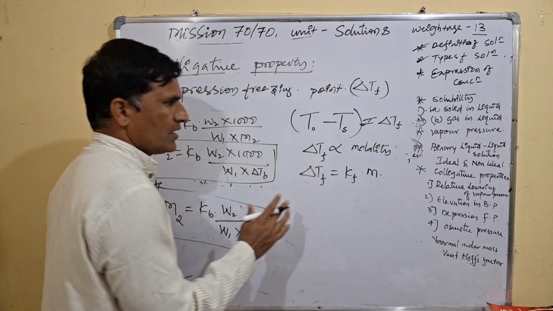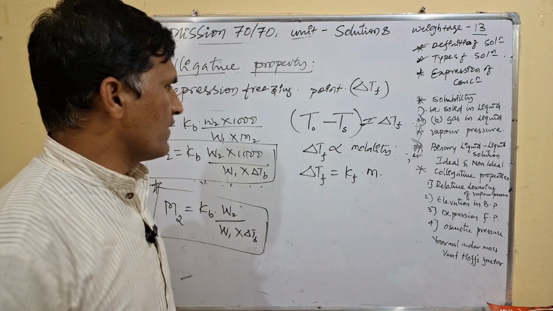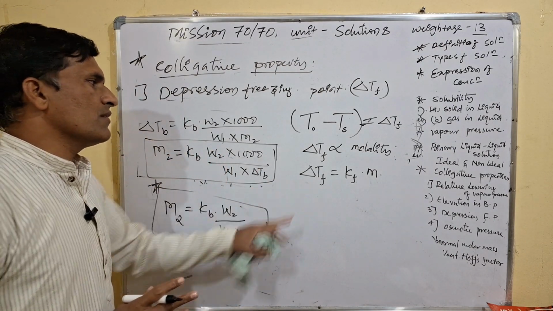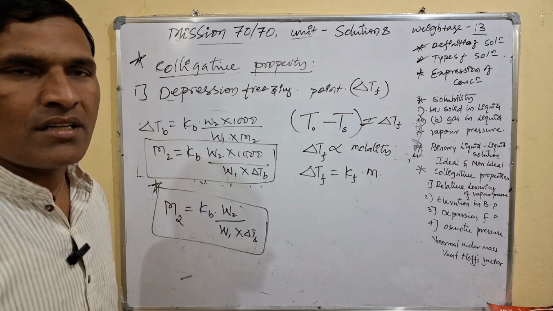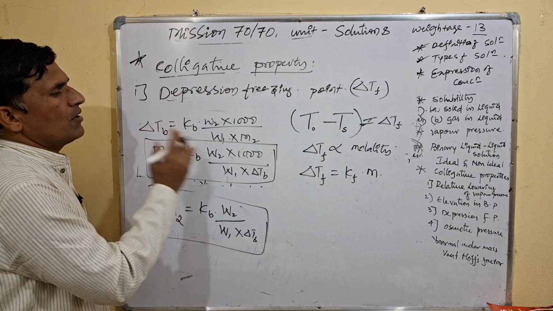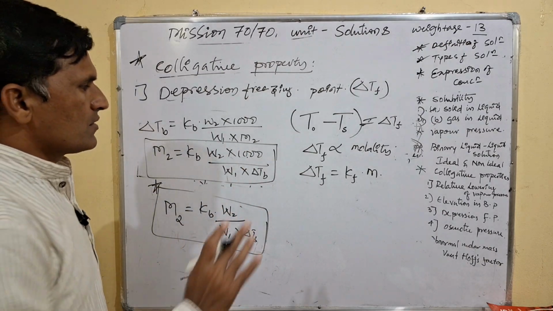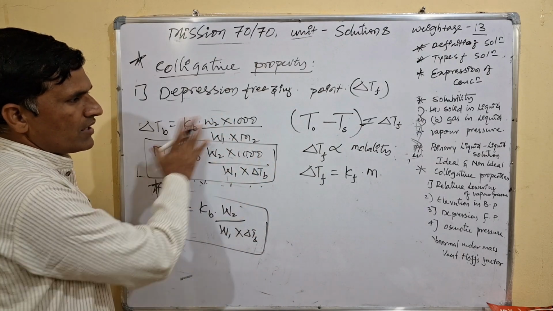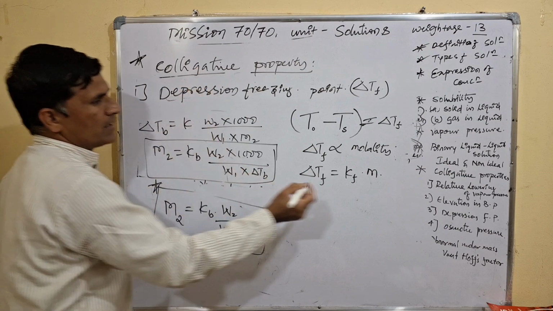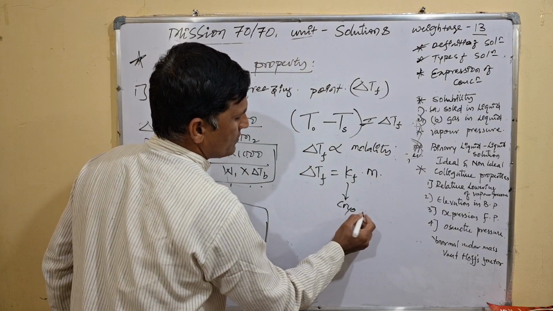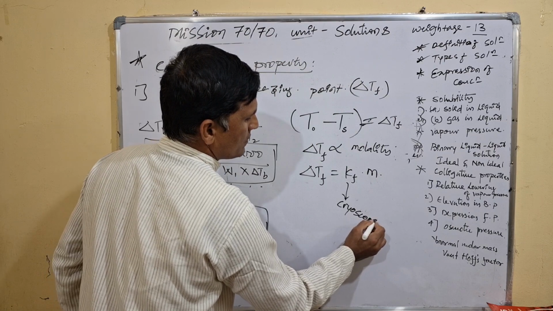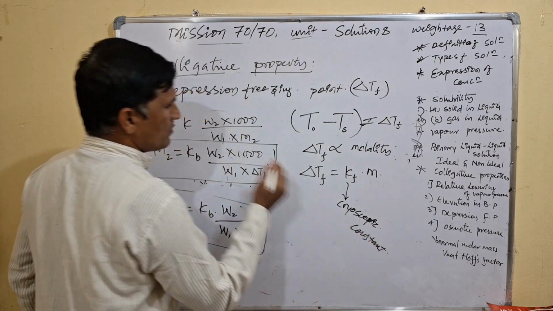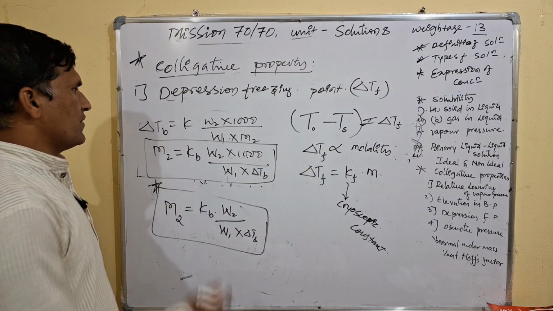Exactly in a similar way, to remember this, one hint I will give. The formulas for elevation in boiling point and depression in freezing point are exactly the same. The only thing is, in place of delta Tb, you have to place delta Tf. Here Kf is called the cryoscopic constant, and already you know M is molality, and this is the depression in the freezing point.